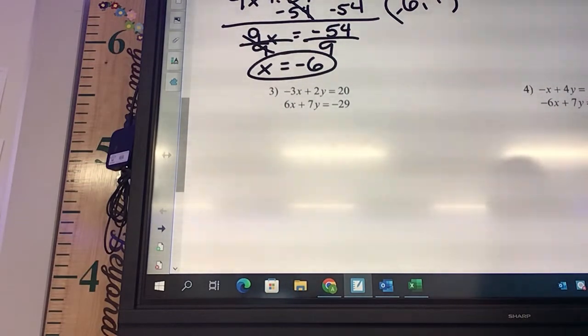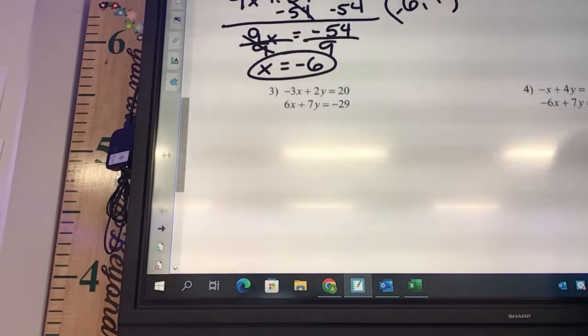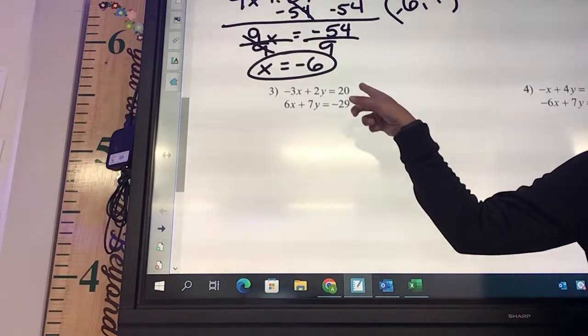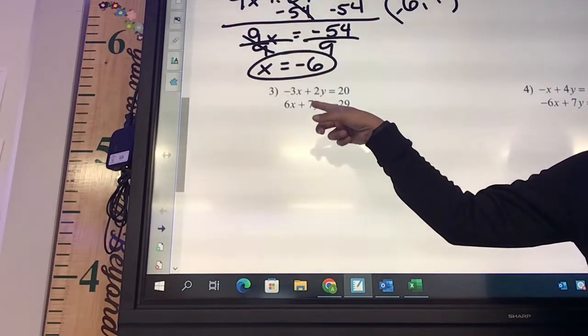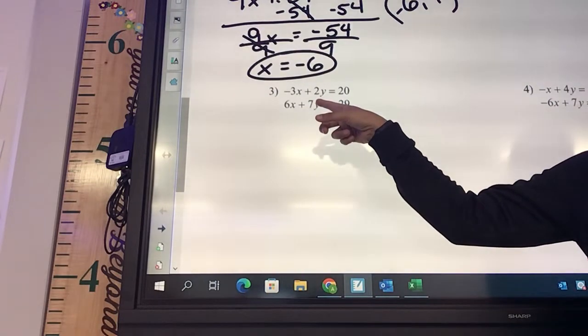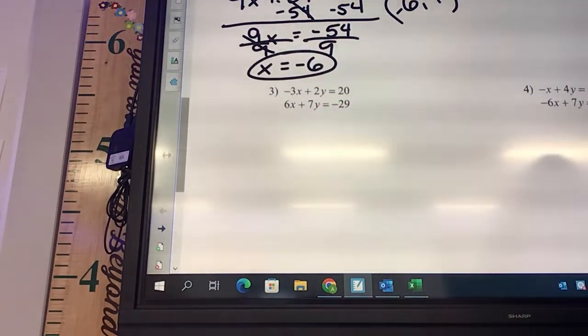What if I wanted to cancel the y's? Can I? No, you'd have to multiply by this one. If I did 2 times 7 on the top, what would that give me? 14. And I could multiply the bottom too by what? By 2. So it's a lot more work to cancel the y's, is it not?